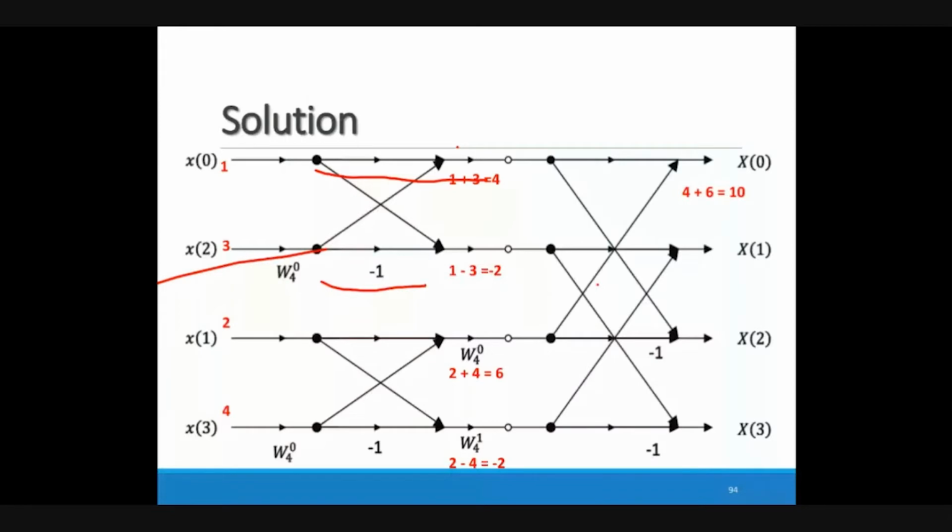And then after x of 0, for x of 1, what you are getting, sorry, you are getting this value minus 2, and another value, first is you are getting the x2 value, that is minus 2, another value, that is x of 3, that is also minus 2. But now this x of 3 value, whatever you are getting, that is minus 2, is multiplied with the Twiddle factor omega 4 raised to 1.